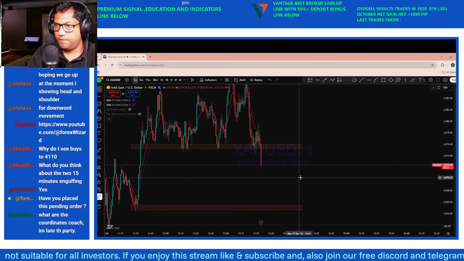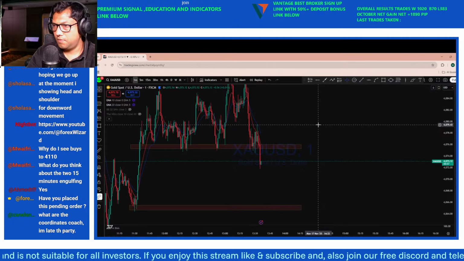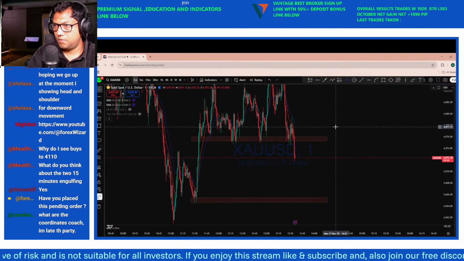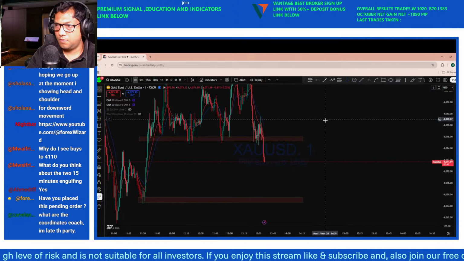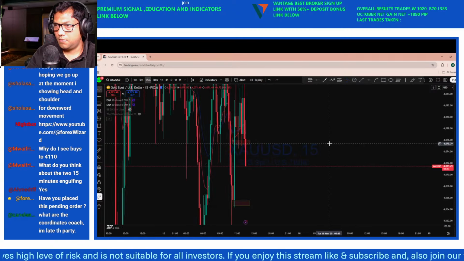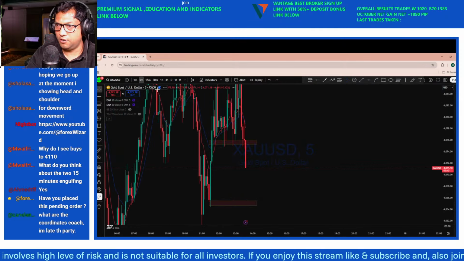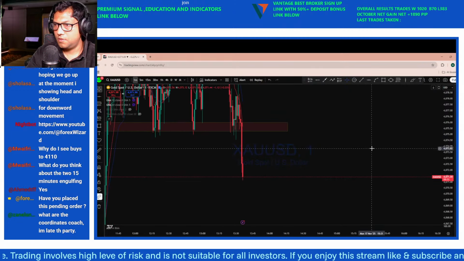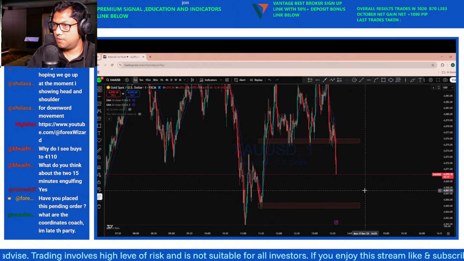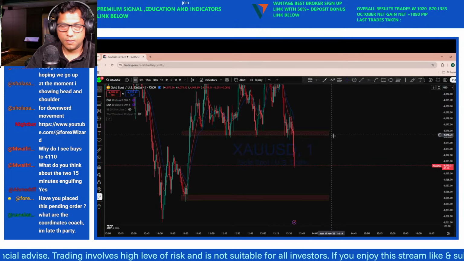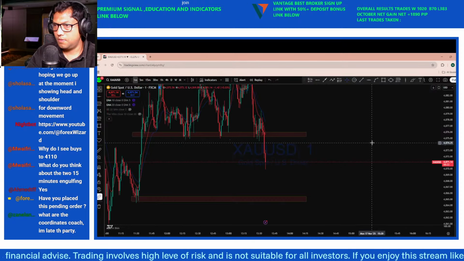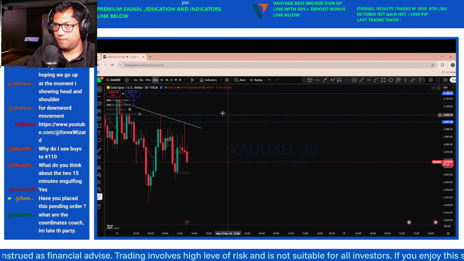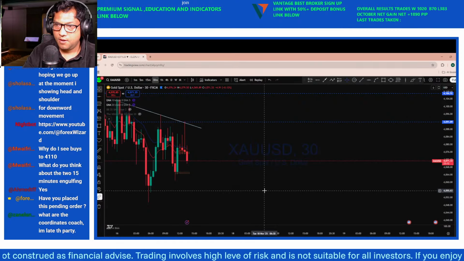There's a void here. It is possible for this market to drop entirely back below here to this support, with a long bearish engulfer here in this market.